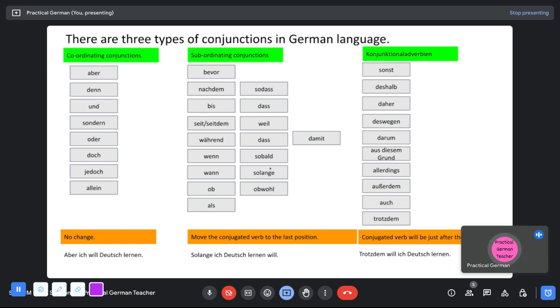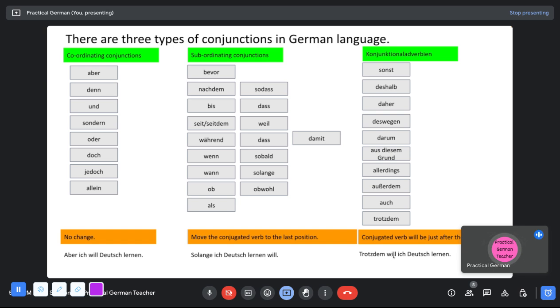But if you use one of these conjunctions, what will happen is that the conjugated verb has to leave its position. It is normally at the second position. It will no more be here. It has to go over here at the last position. Okay, at the very last. What happens over here? The verb remains where it is.